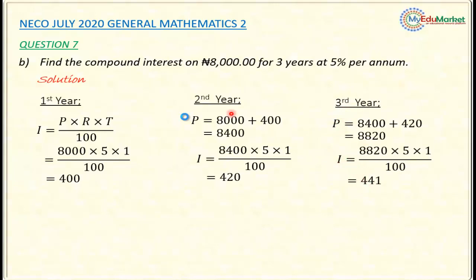So I will now find the total interest because the question says find the compound interest on this for 3 years. So this is the interest earned first year, interest earned second year, interest earned third year. So I'm going to total these 3 different interests. So interest in 3 years will now be equal to 400 plus 420 plus 441. Addition of this correctly gives answer 1,261 naira. This is the interest earned after 3 years if 8,000 naira is invested.